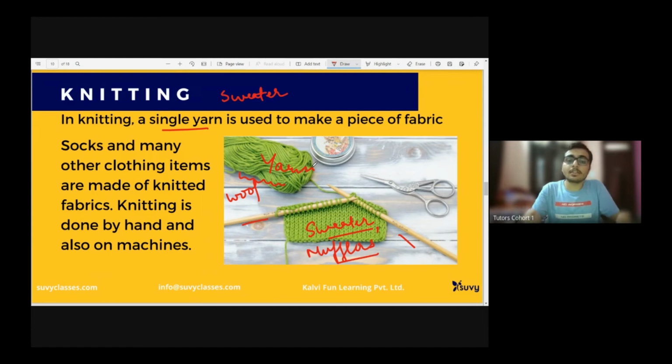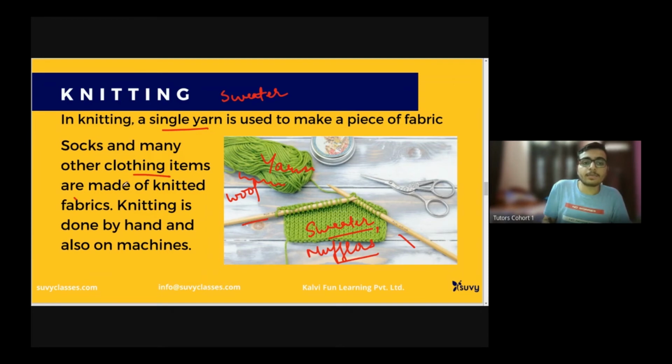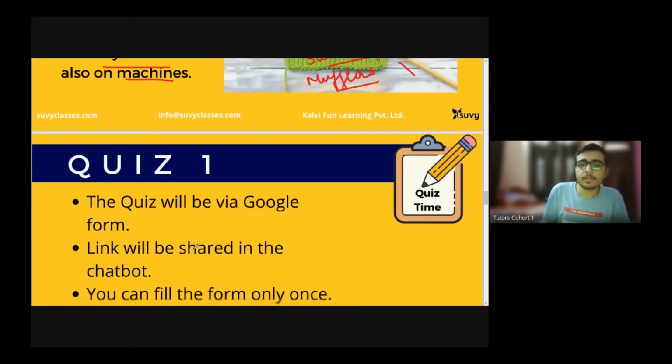A question may be asked in your schools or any exam that you give: what is the difference between knitting and weaving? In weaving, we are using two sets of yarn, and in knitting, we are using only one set of yarn to make a piece of fabric. Socks and many other clothing items are made of knitted fabrics. Knitting is done by hand and also on machines. So that's pretty much clear.